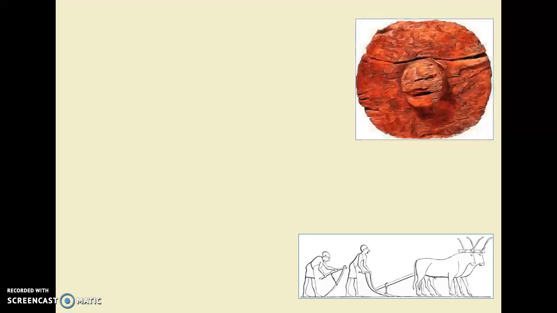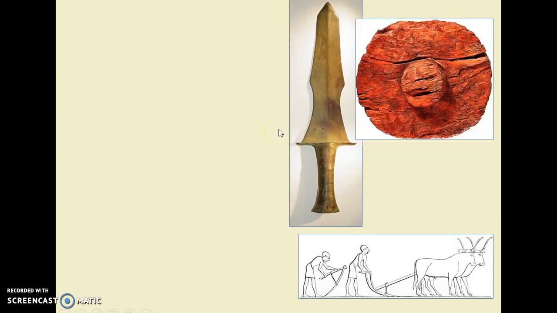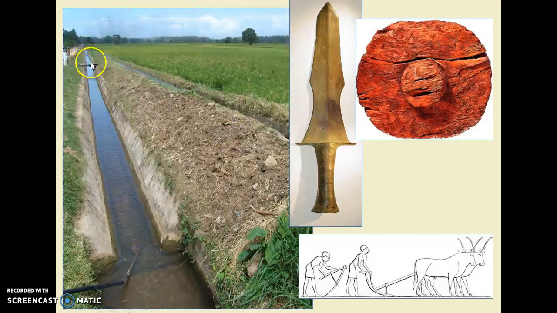Other developments: we had the plow, which definitely helped make irrigation and farming easier. The wheel. This is what one of the first wheels looked like, nothing fancy. The first use of bronze, which was a metal. And then irrigation, which again was critical for rivers to provide that water flow to the crop fields so that they could have a stable, renewable food source.